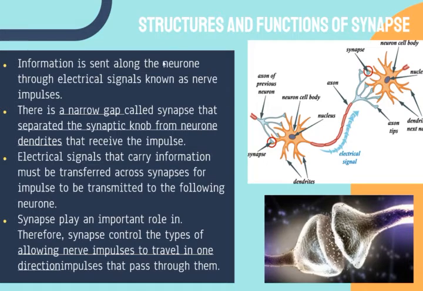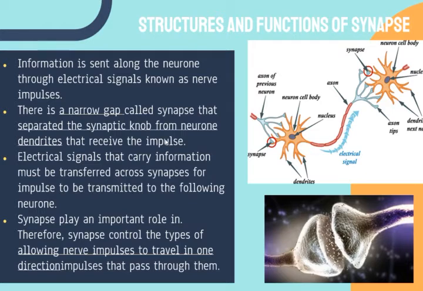Information is sent along the neuron through electrical signals known as nerve impulse. So you have to know that nerve impulse is electrical signals. There is a narrow gap called synapse that separates the synaptic node from the dendrites of the neuron that receive the impulse.